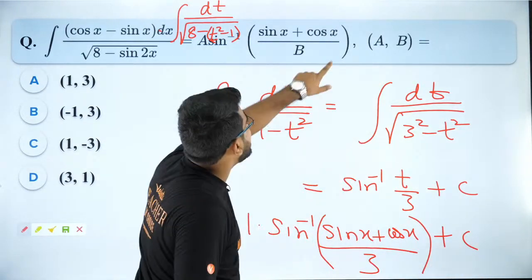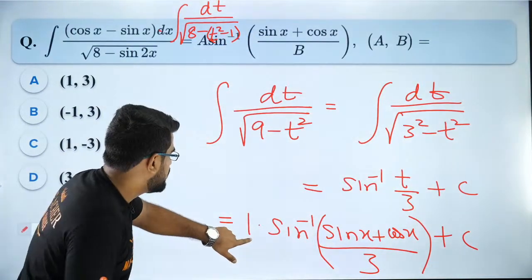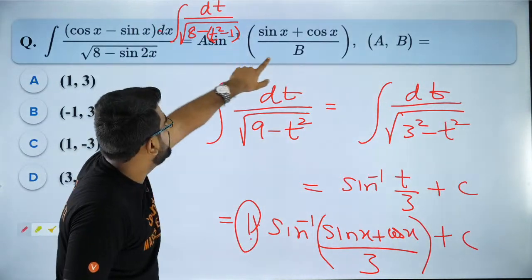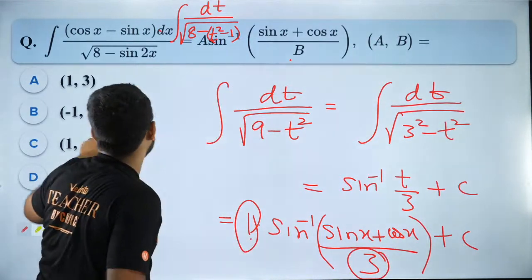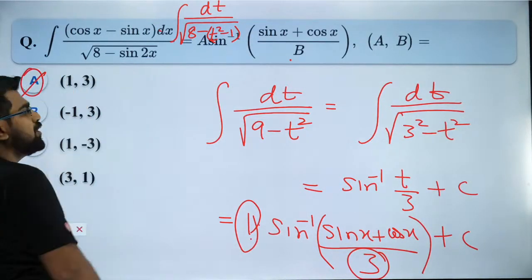So what is your a? Your a is 1. What is your b? Your b is 3. So the answer is (1, 3) and that is how you solve it.